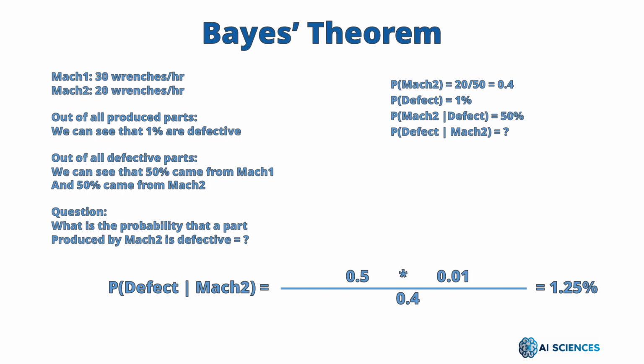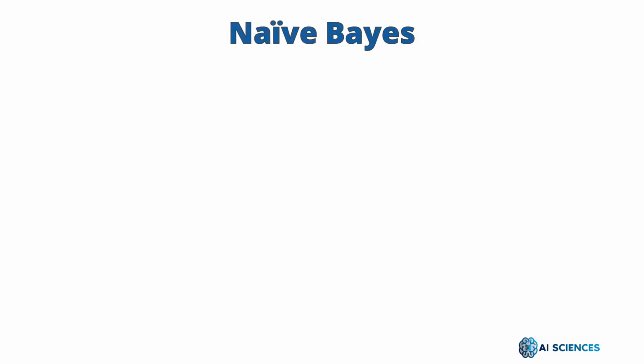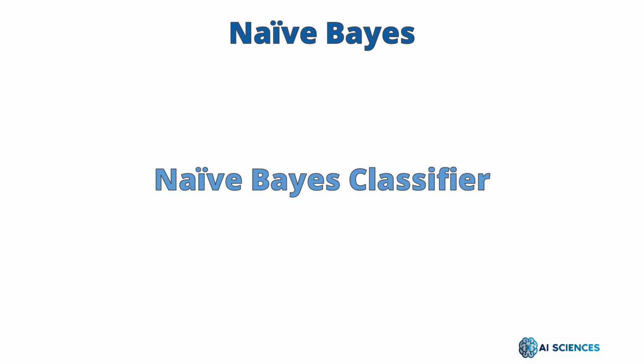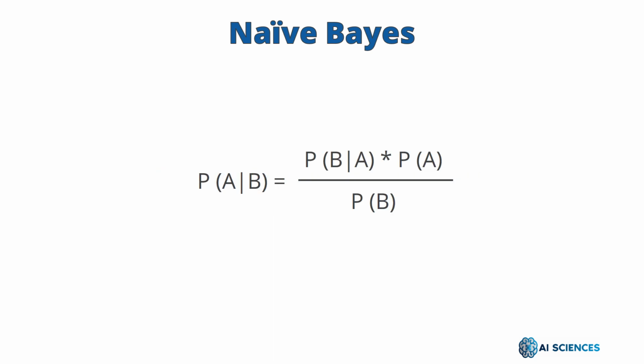So we have already got a basic understanding of Bayes theorem. Now let's talk about the naive Bayes classifier. The naive Bayes classifier actually uses Bayes theorem in order to classify a dataset. So this is our Bayes theorem we saw previously.